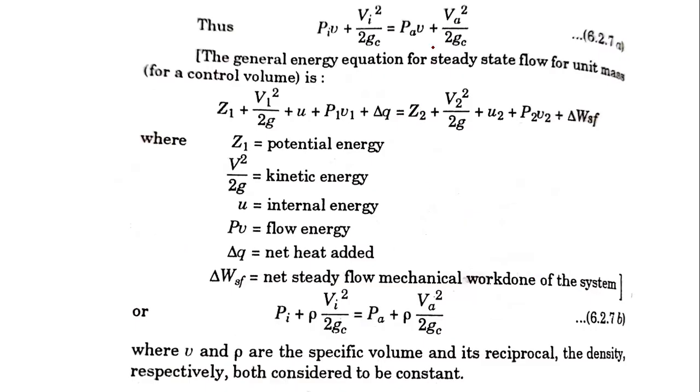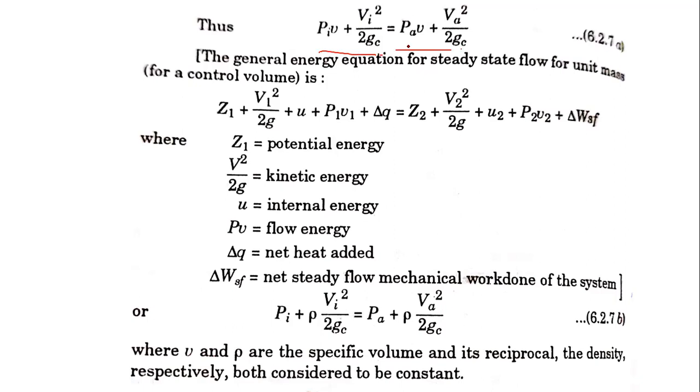See, this is the equation. Thus, Pi into V plus Vi square by 2Gc is equal to Pa into V plus Va square by 2Gc. Okay, so this is the general equation for steady state flow for unit mass for a control volume. Actually, we are equating both sides.